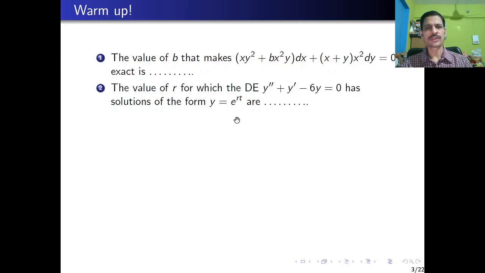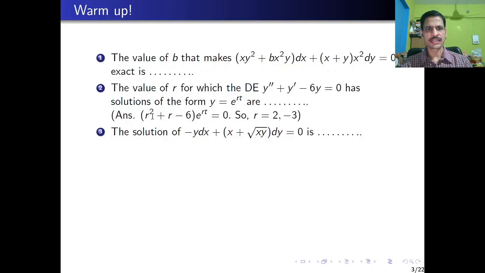Here, when we substitute y = e^(rt) in the given differential equation, what you will get is: e^(rt) differentiated twice gives r² e^(rt). When we differentiate e^(rt) once, you get r e^(rt), and here you simply substitute e^(rt) for y. So you get (r² + r − 6)e^(rt) = 0. Here e^(rt) is not 0 because it is an exponential function. So we have r² + r − 6 = 0, and on solving this quadratic we get r = 2, −3.